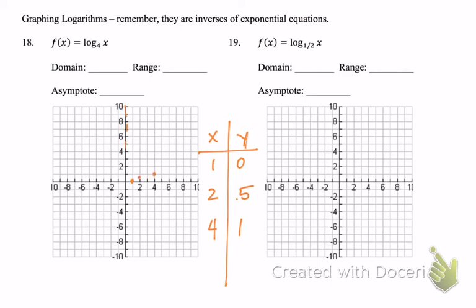And remember that you have an asymptote at x equals 0. It's different than the e equations because those were exponentials with a horizontal asymptote, but this is a vertical line. So I'm going to put in parentheses vertical because it is a vertical asymptote. Domain would be from 0 to positive infinity. Range is negative infinity to positive infinity.